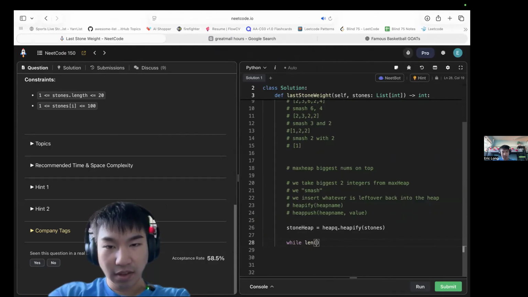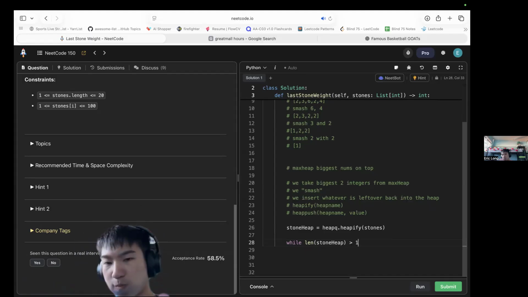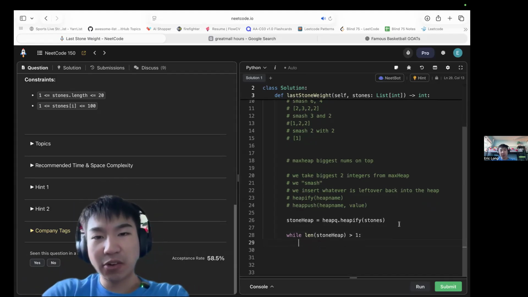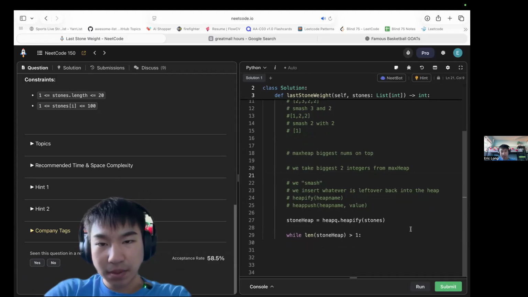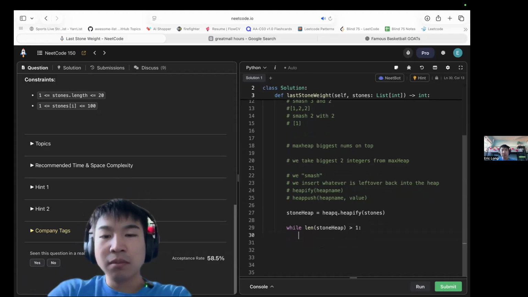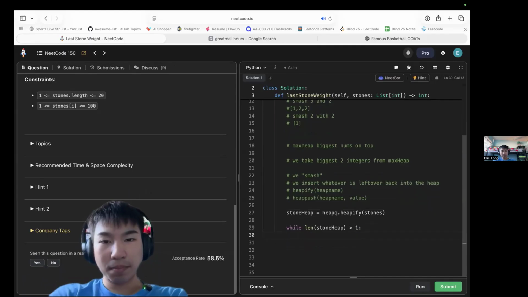While the length of the stone heap is greater than one, we keep on running this algorithm. So we take the two biggest integers from the max heap. Okay, we take two of the biggest. So we heap pop.